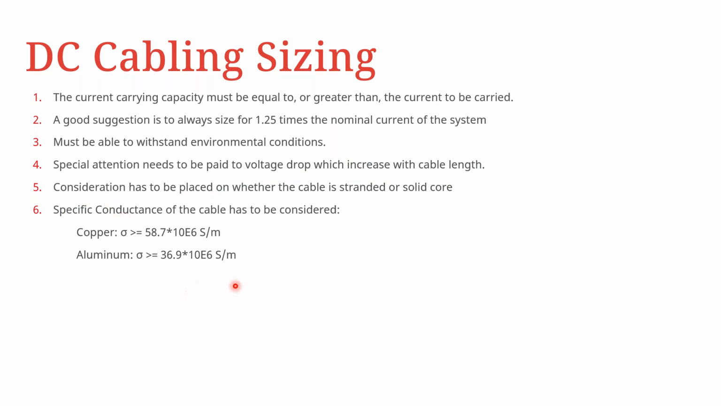And then consideration has to be placed on whether the cable is stranded or solid core. Next, the specific conductance of the cable also has to be considered. So this is the normal conductance of copper, for example, per meter, and then aluminium.